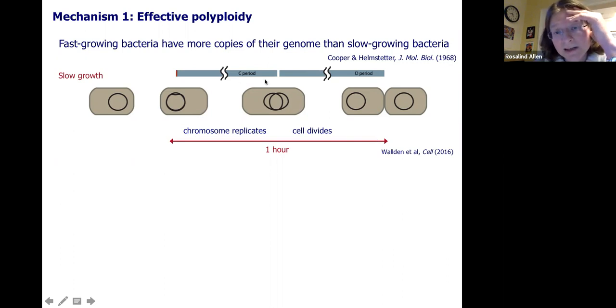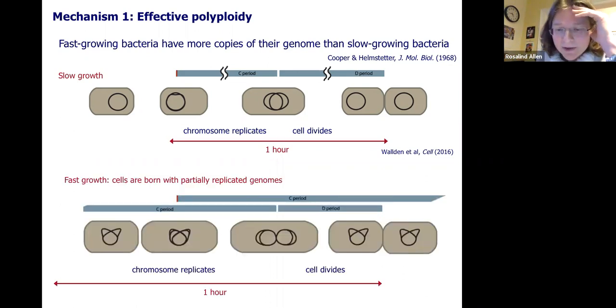And you can divide it into the C period, which is the time to copy the DNA, and the D period, which is the time to basically organize cell division. And so it takes an hour to copy the DNA and divide. But bacteria can grow faster than this. They can actually grow with a doubling time that's less than an hour. So how do they do that? And so it turns out that in fast growing bacteria, they actually divide before they start copying the new round of DNA. They start the new round of DNA replication before they finish the old round.